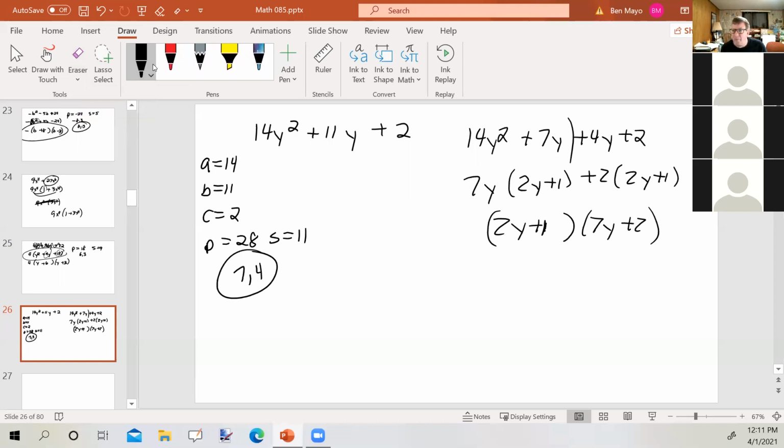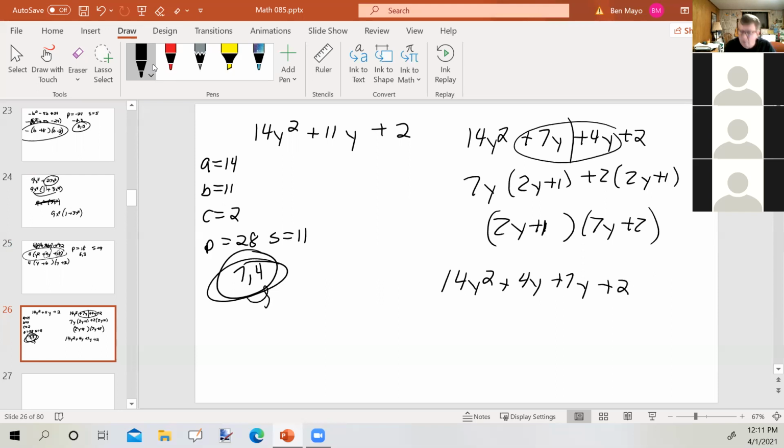A question people usually ask is, well, does it matter which order I put those numbers? In other words, I wrote 7y plus 4y. Could I have written plus 4y plus 7y? And this is where some of you are going to go, yeah, I was thinking of that. I just didn't want to ask. So I asked for you. So then you'd have what? 14y squared plus 4y plus 7y plus 2.